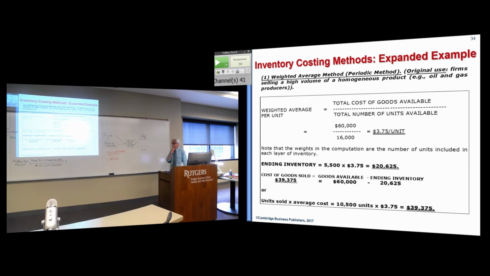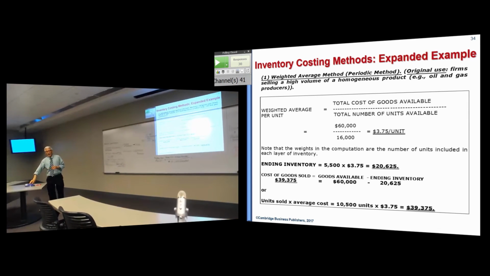Now, the ending inventory is 5,500 units at $3.75, or $20,625. Cost of goods sold, you could back into it, goods available for sale minus ending inventory, or you could take the number of units you sold, which is 10.5 at $3.75. So again, it's entirely up to you which way you want to handle this. By the way, if you get cost of goods sold, you could always back into ending inventory. So again, that scale is important to visualize, that it's always going to balance out. So in this case, let me just put a number up here for you.